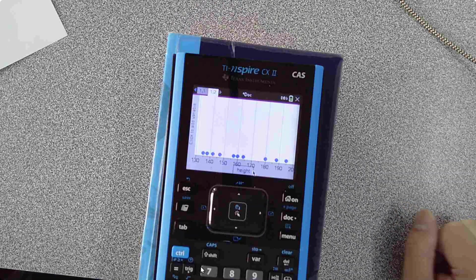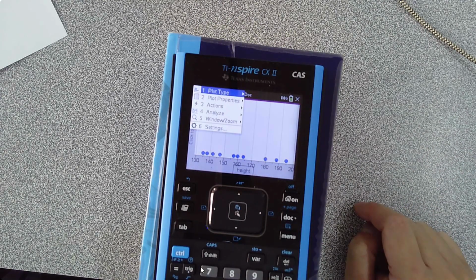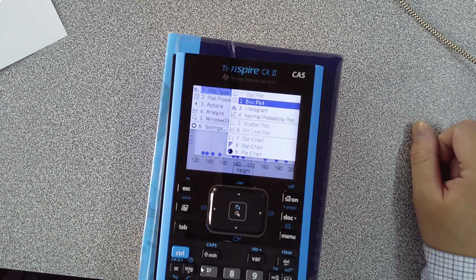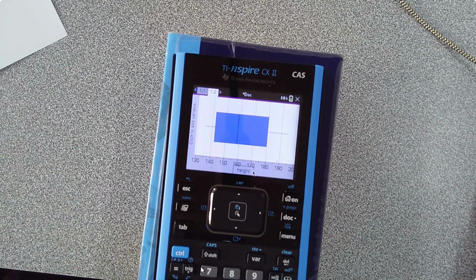We're going to change this to a box plot. So go to Menu. First option, plot type. And the second option says box plot. And if you've done this correctly, you get a nice picture like that.